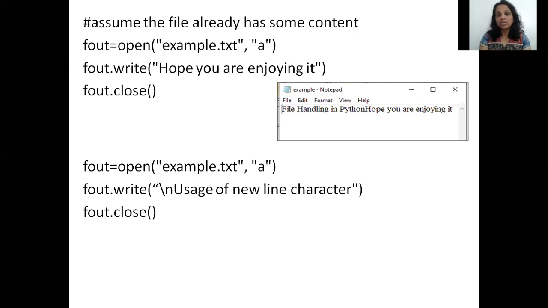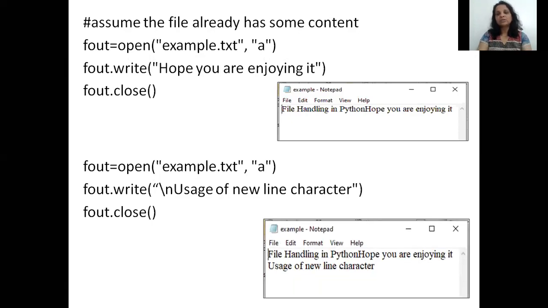So how do you expect to see the file? You expect to see the file in this form: the first line and the second line attached together. After that, because of /n, the new line character, the text came on the next line. Is that clear? So this is how your write function works.